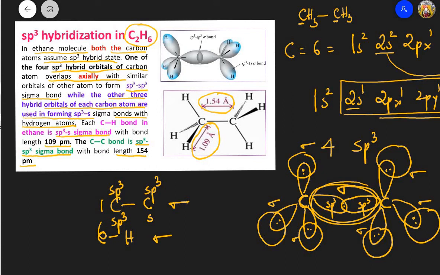And one can ask me, sir, what are these bonds? This is called a dashed bond, and this is called a wedge bond. Wedge, not VEG, it is WEDGE.